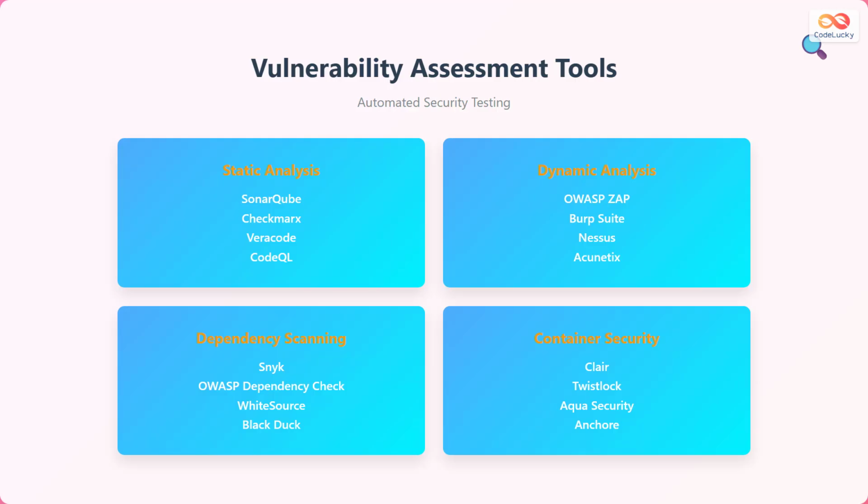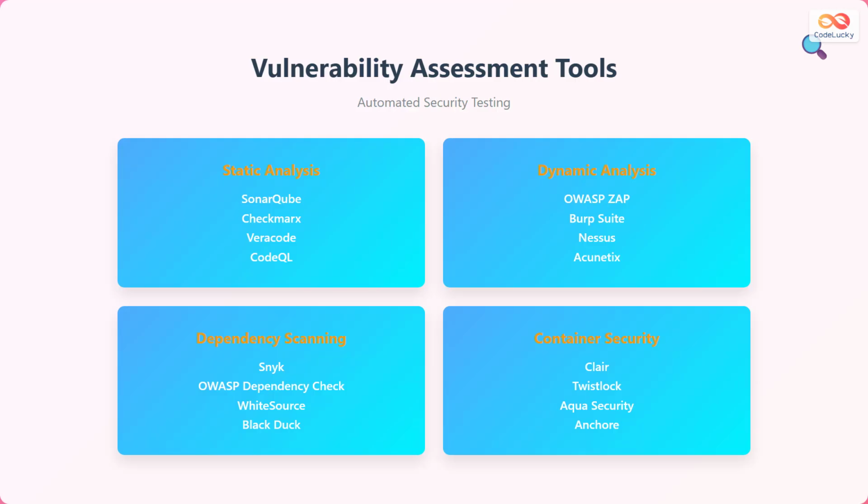Dynamic analysis tools test running applications by simulating attacks, such as OWASP ZAP for web application testing, Burp Suite for manual and automated testing, Nessus for network and web vulnerability scanning, and Acunetix for automated web security testing.